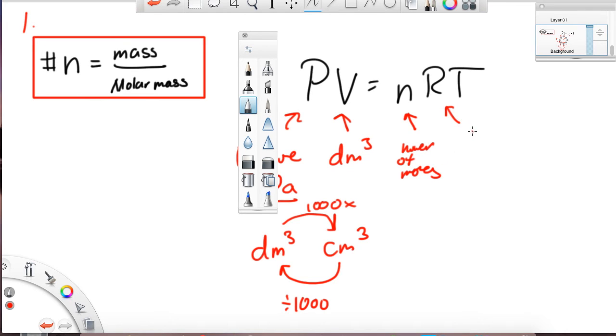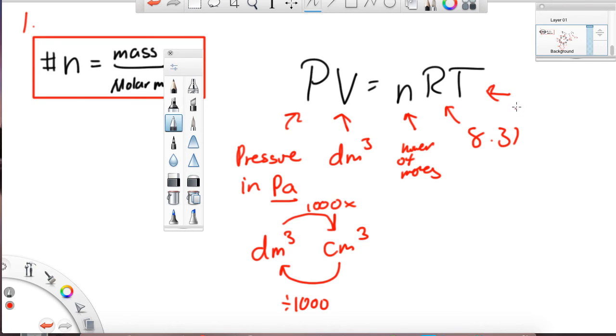R is the gas rate constant, so the gas rate constant would be 8.31. PV equals nRT. We have pressure, and we know that solids don't have pressure. And if we ever have pressure, that would always be a gas. So this equation should be used for a gas.